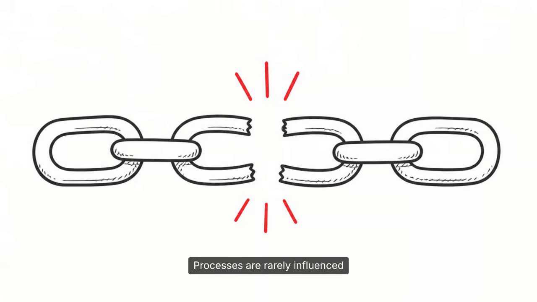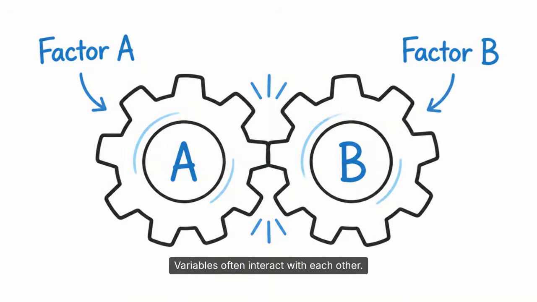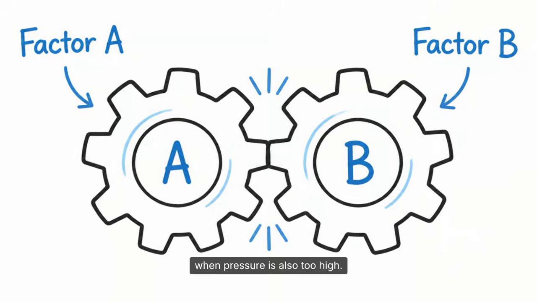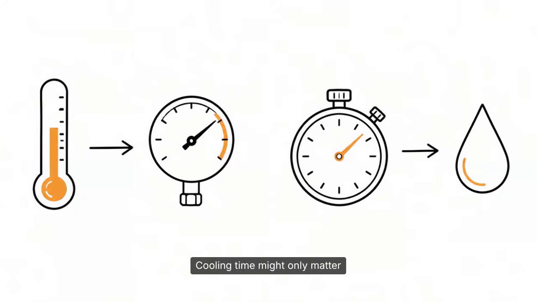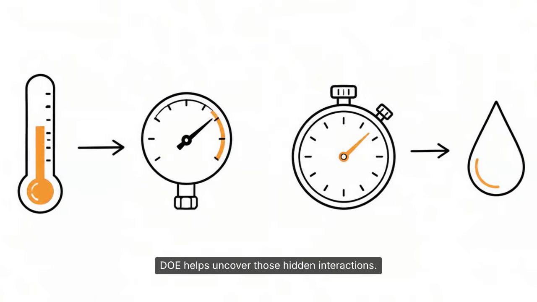Processes are rarely influenced by just one factor. Variables often interact with each other. Temperature might only become a problem when pressure is also too high. Cooling time might only matter when moisture levels increase. DOE helps uncover those hidden interactions.